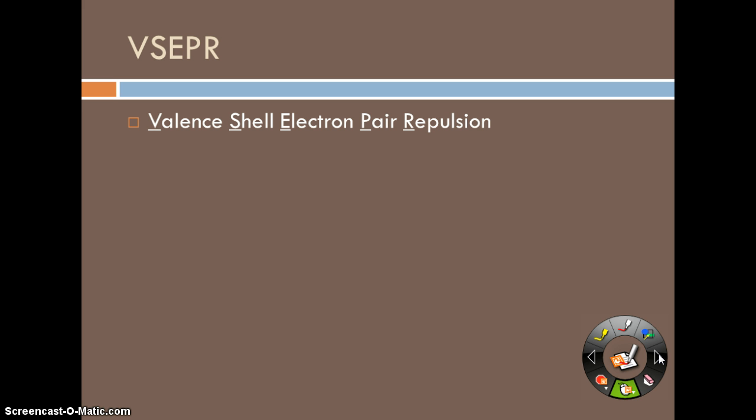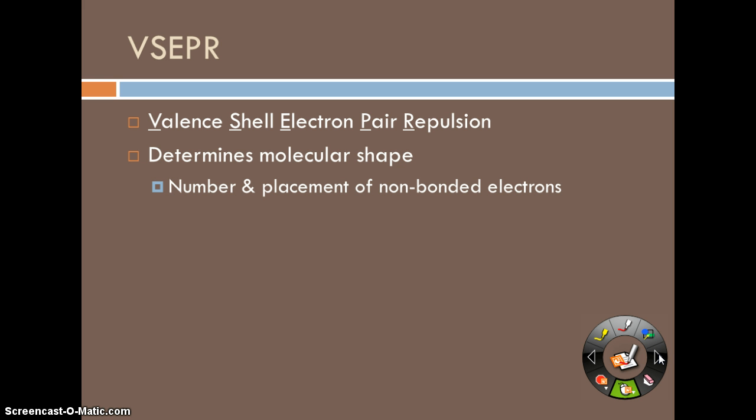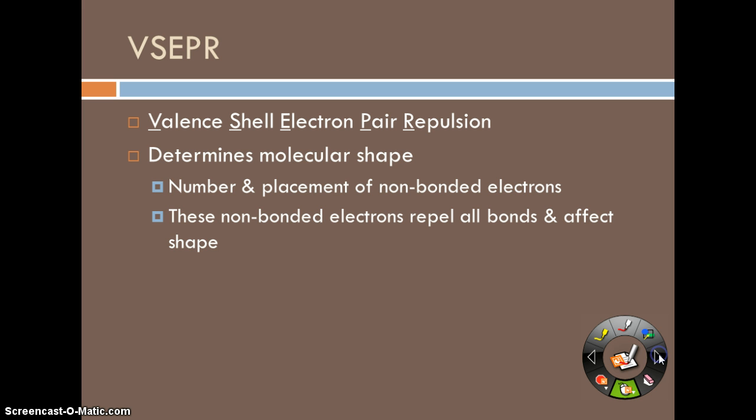So you need to keep in mind that everything wants to be as far away from everyone else as it possibly can. So this VSEPR theory is going to determine the molecular shape of a compound. These valence shell electrons repelling these bonds are going to give us our shapes. It's going to be dependent on the number and placement of your non-bonded or unshared pairs of electrons. Those are the valence electrons that automatically pair up when we draw our Lewis structures. These non-bonded electrons are going to repel all of the bonds, and that's going to affect the shape of our molecule.